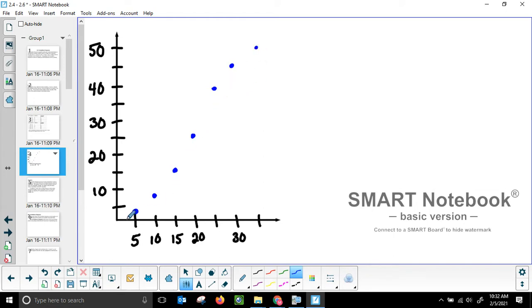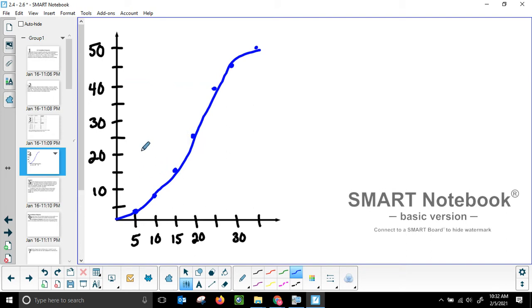Now we always start from 0, 0. We connect these with a nice smooth curve. It's hard for me to do a nice smooth curve on this little tablet that I'm using. So it should look something like that. Hopefully drawing it by hand would be much nicer.